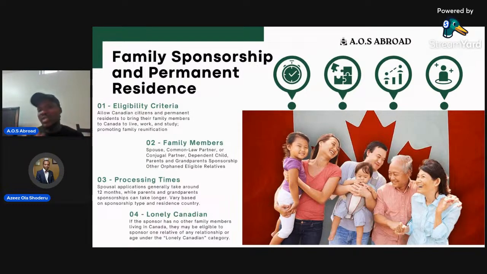Now, family sponsorship is another pathway that you can consider. For instance, if you are already in Canada as a temporary resident, you can also use family sponsorship to get your permanent residence. The first eligibility criterion is that you need a Canadian citizen or a permanent resident to bring you in as a family member to live, work, and study, in other words promoting the family reunification that Canada wants. And two, the family members that can sponsor you are your spouse, common law partner, conjugal partner, dependent child, your parents, grandparents, or even other orphaned eligible relatives.